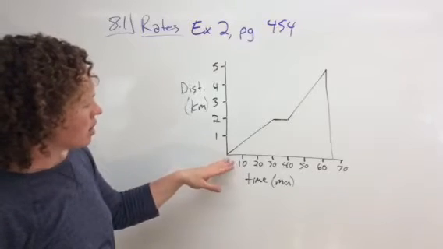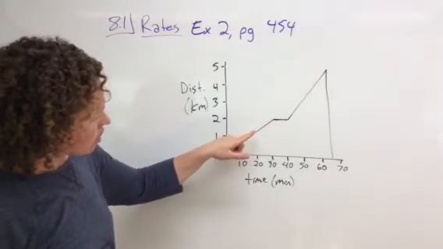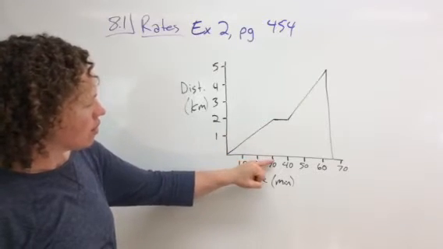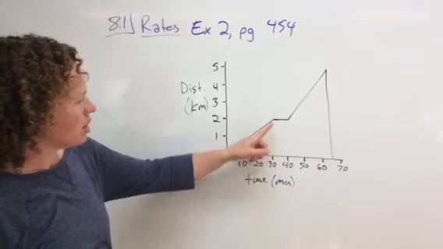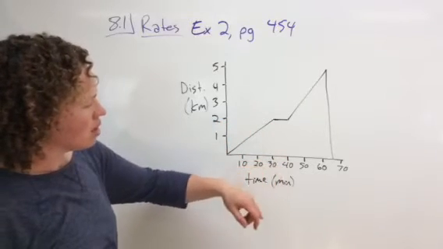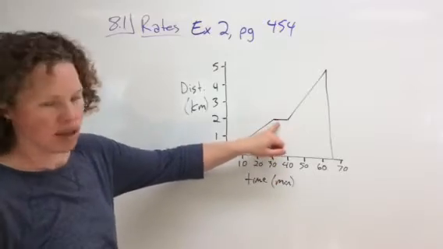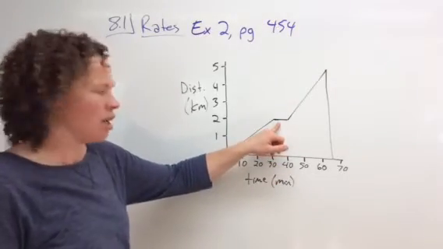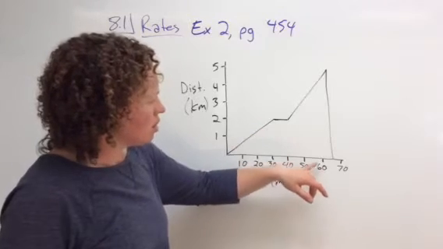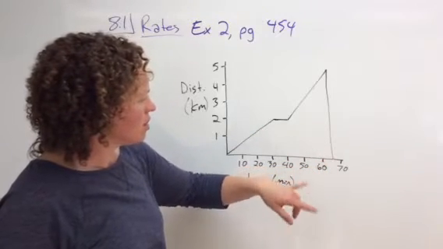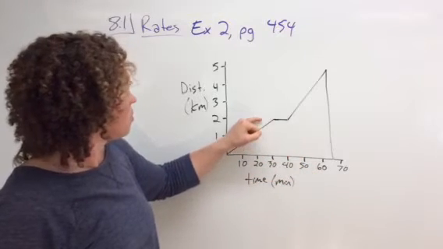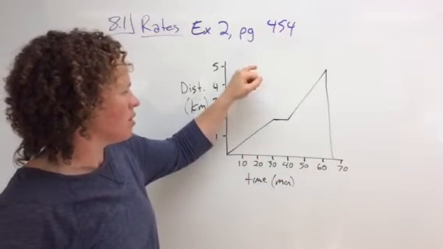They basically tell us that in this first little stretch of the scenario, something has gone for 30 minutes, and in that 30 minutes, they have traveled 2 kilometers. Then for the next 10 minutes, up to 40 minutes, they didn't go anywhere because the distance didn't change. And then from 40 minutes to 60 minutes, in the next 20-minute section, it went from 2 kilometers up to 5 kilometers.